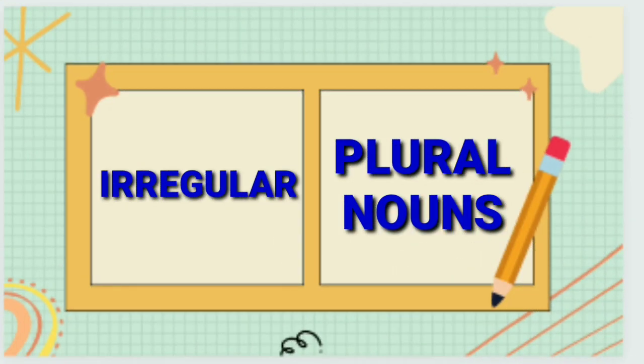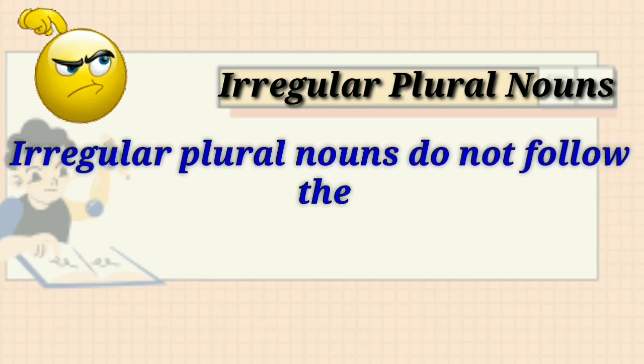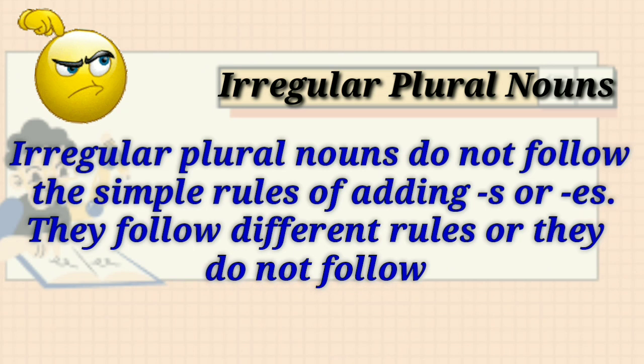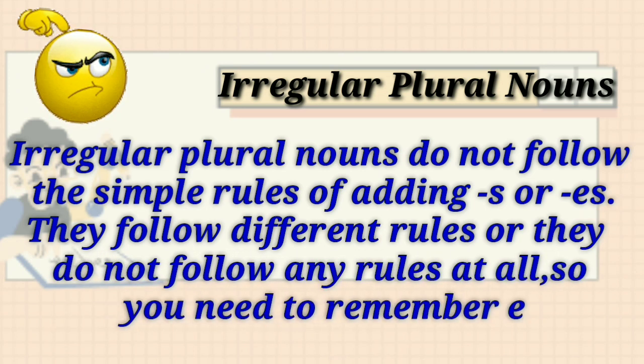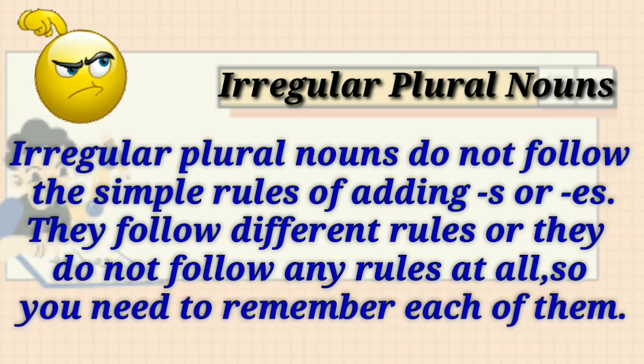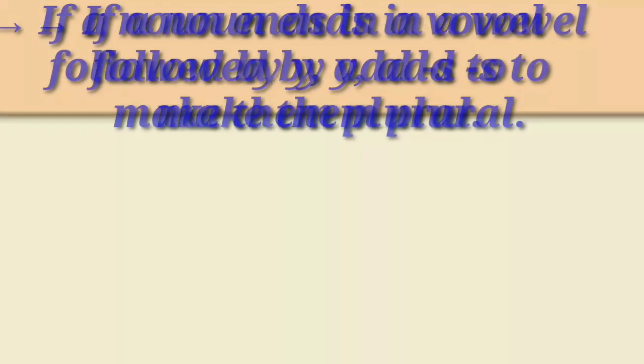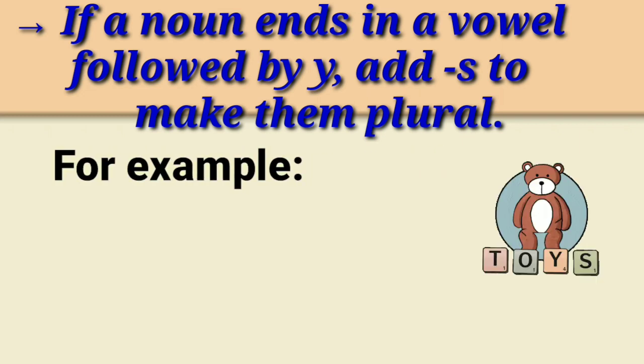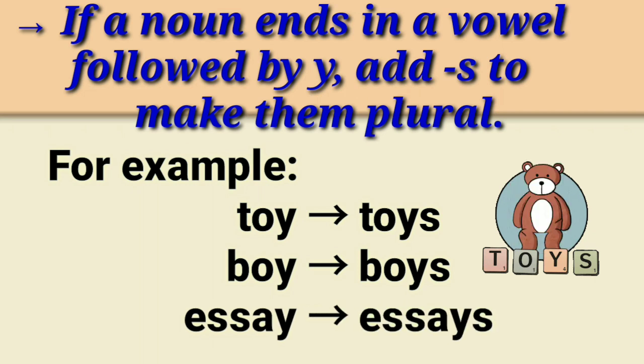Irregular plural nouns. Irregular plural nouns do not follow the simple rules of adding s or es. They follow different rules, or they do not follow any rules at all. So you need to remember each of them. Rule number 1 for irregular plural nouns. If a noun ends in a vowel followed by y, add s to make them plural. For example, toy, toys; boy, boys; essay, essays.